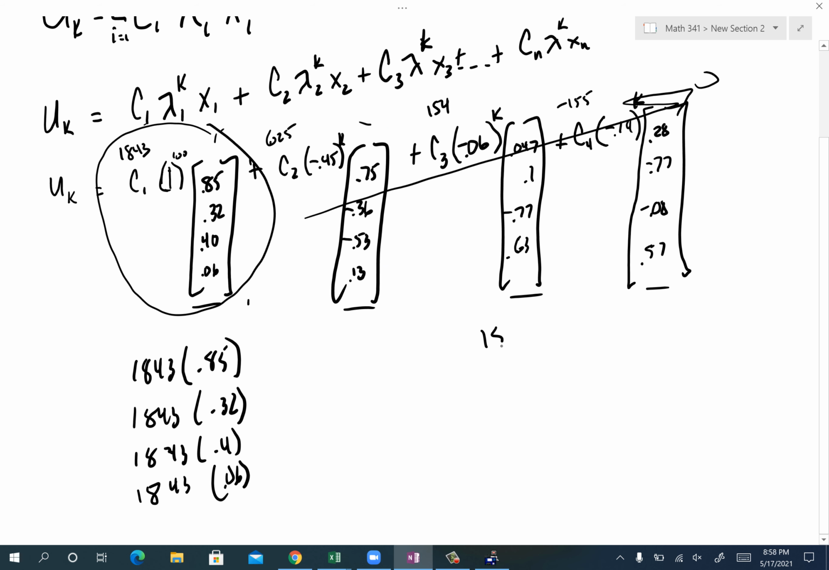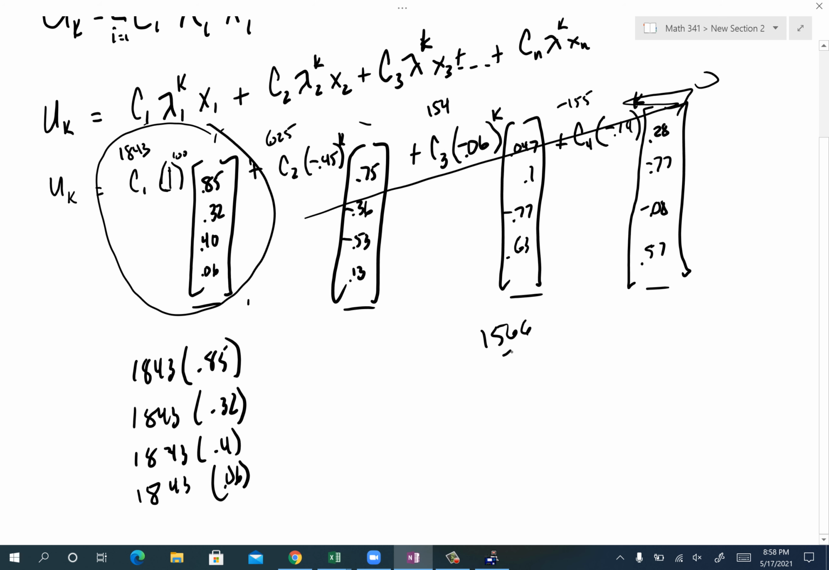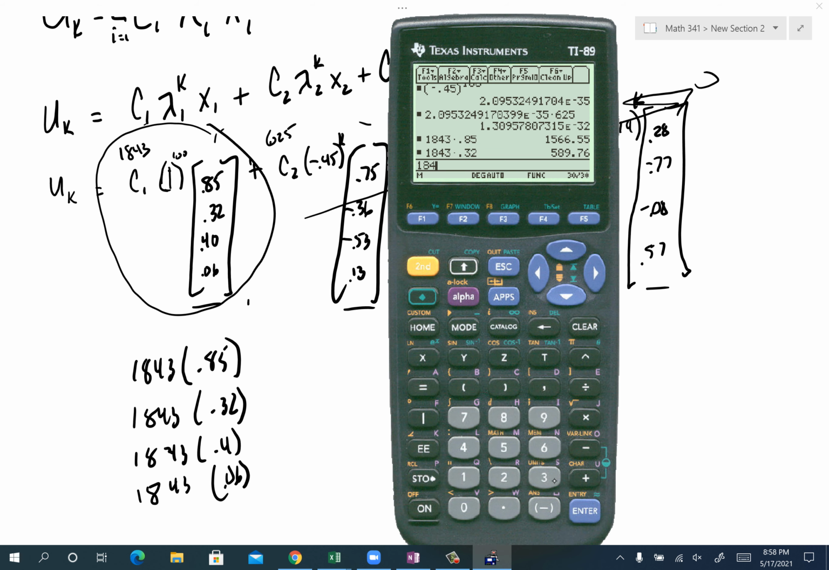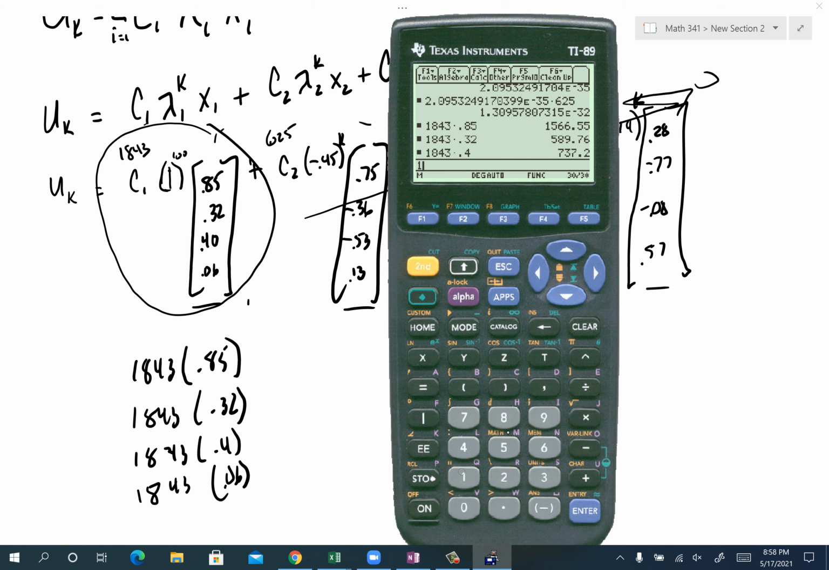1566. I seem to recall that number. Okay. 1843 times 0.32. 590. I seem to recall something along those lines as well. Okay, 1843 times 0.4. 737. If you recall, that's true. We did have more in Waitsburg. And then, of course, this is rounded a little bit, so just don't be panicked about that.